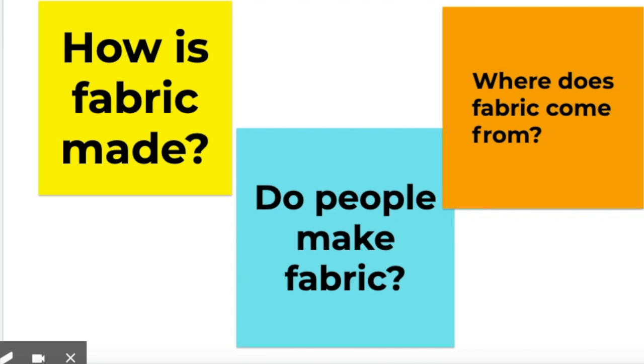Well, friends, fabric is made from a thread or a yarn, and it's all put together. Some people like to make fabric, where other people like to buy their fabric from a factory. But fabric is always made either by a person or by a machine from some type of thread or yarn.